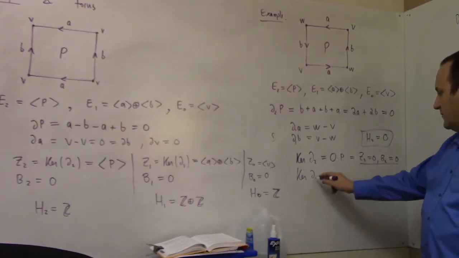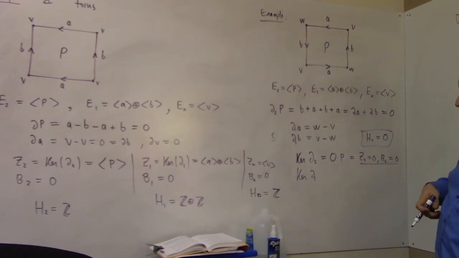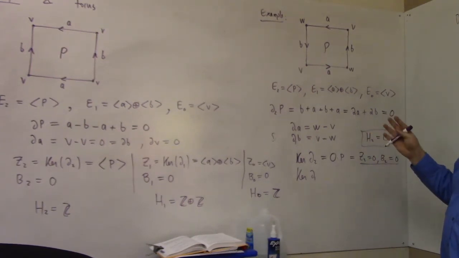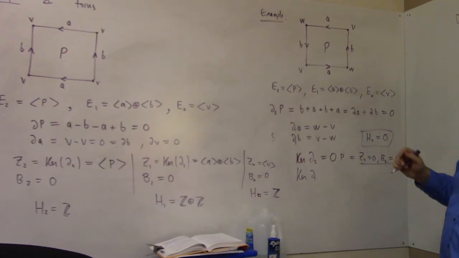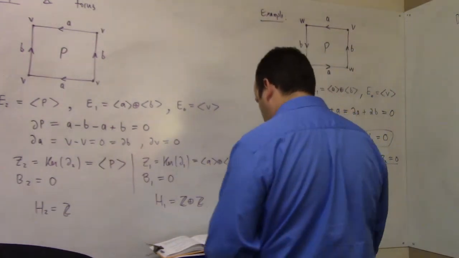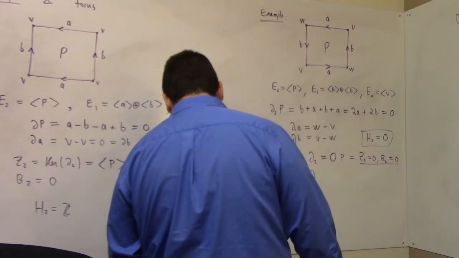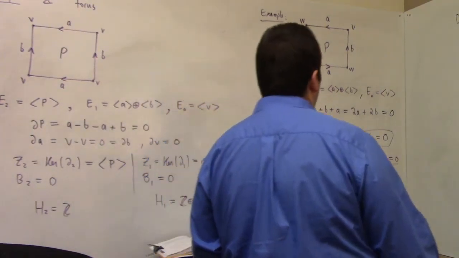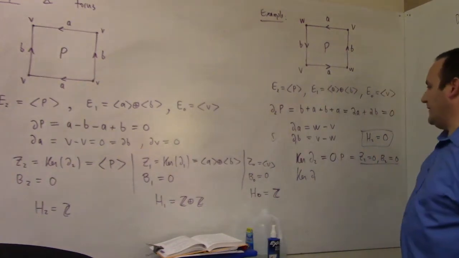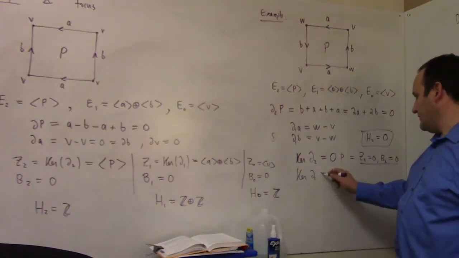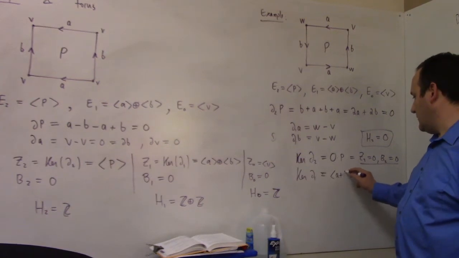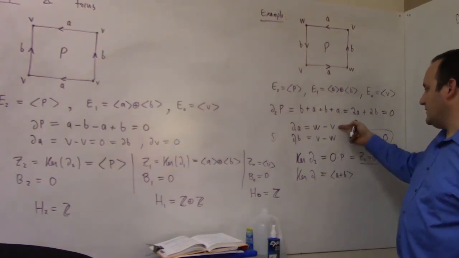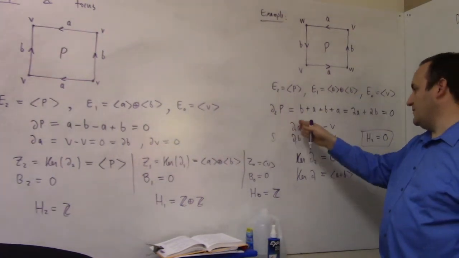What's the kernel of boundary 1? Again, because V and W are, I think is the kernel 0 again? Oh man. Here it says that it's generated by A plus B, which makes sense. Yeah, I see that. If I add these, I get 0. So the boundary 1 of A plus B is 0.